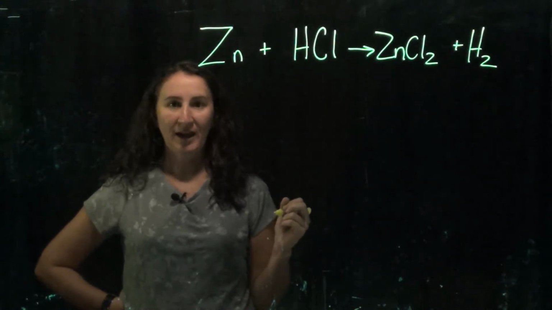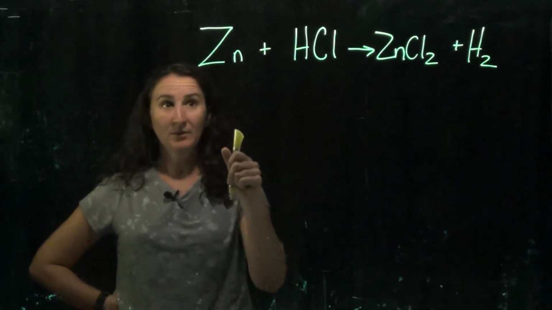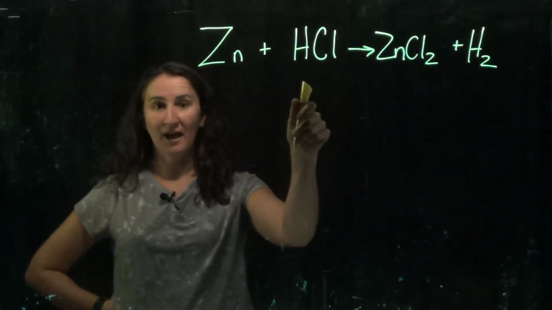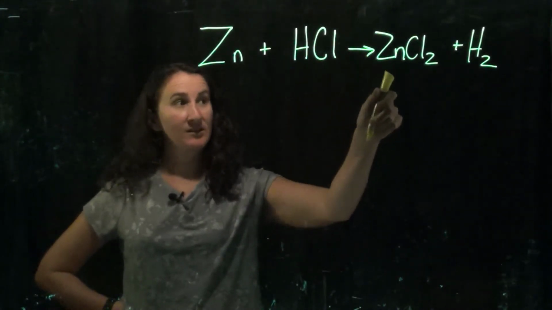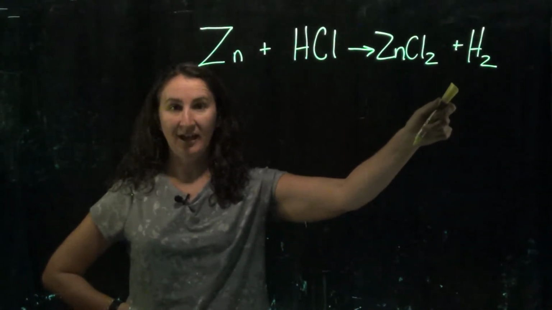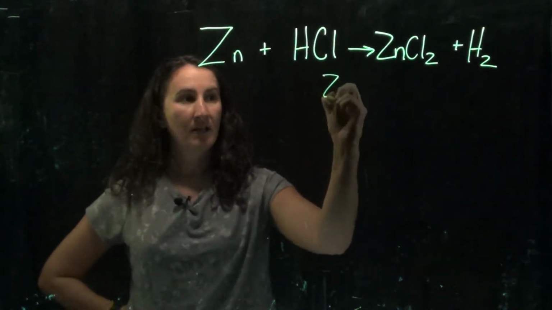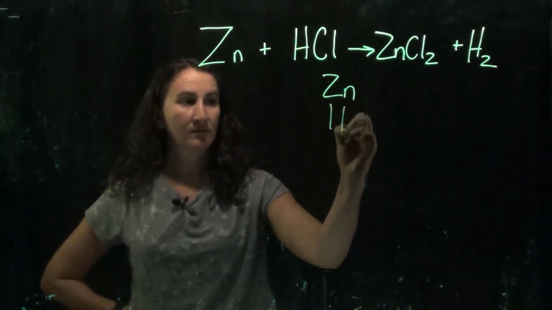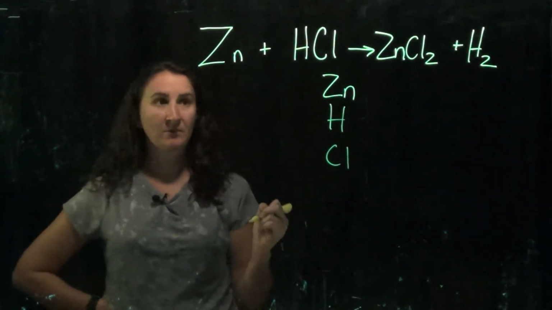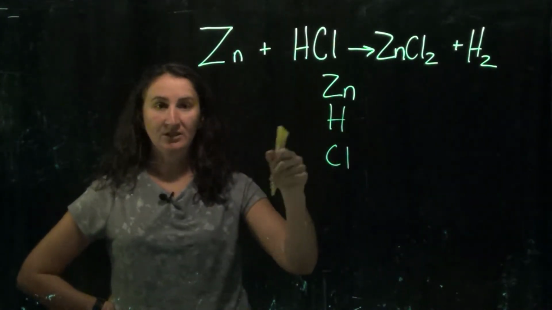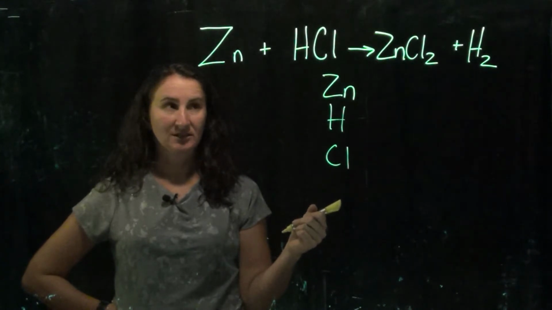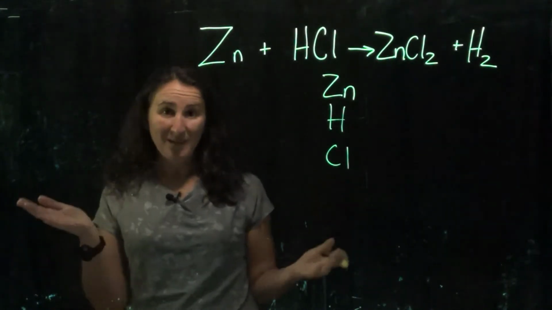Let's work on balancing some reactions together. This reaction has zinc reacting with hydrochloric acid to yield zinc chloride plus hydrogen gas. In order to balance this, I recommend writing all of the elements in the middle, and then we're going to determine first how many atoms of each type are on each side of the reaction, and then we'll figure out what's the best way to make things fair.